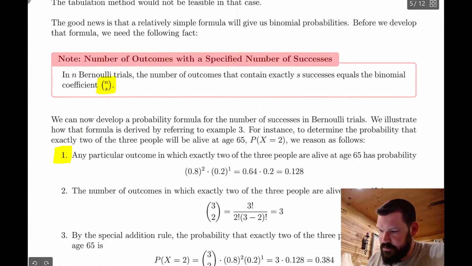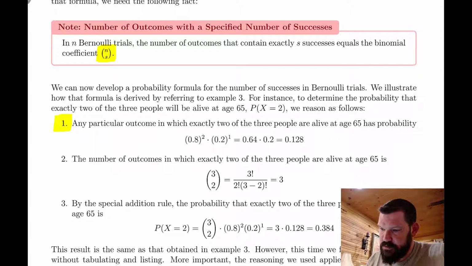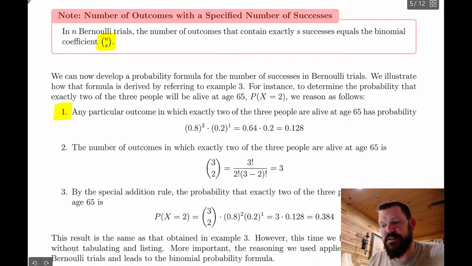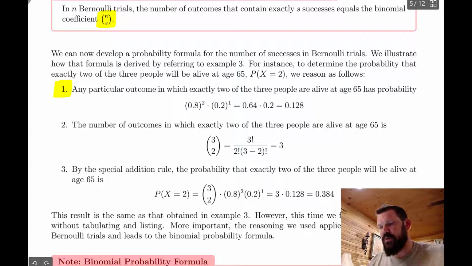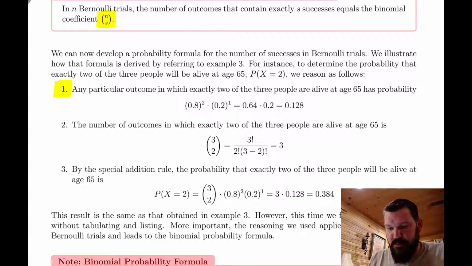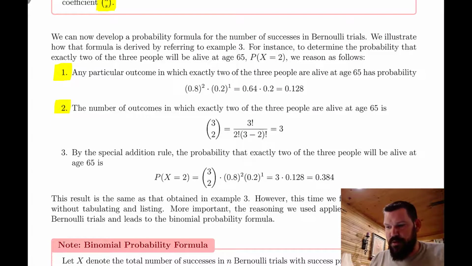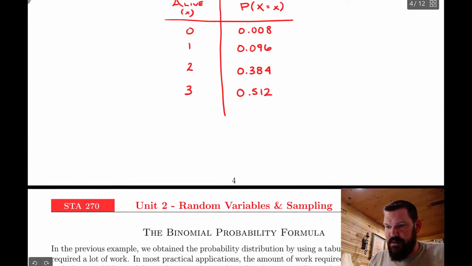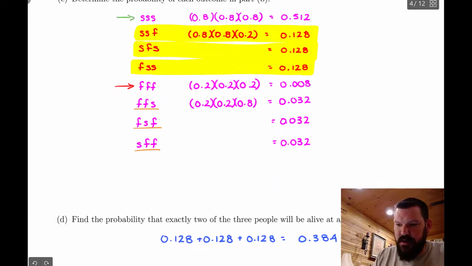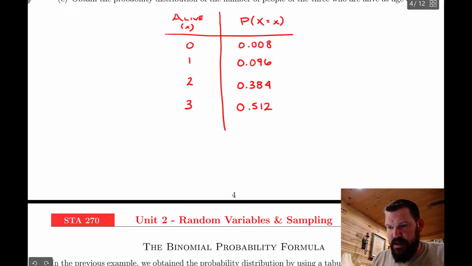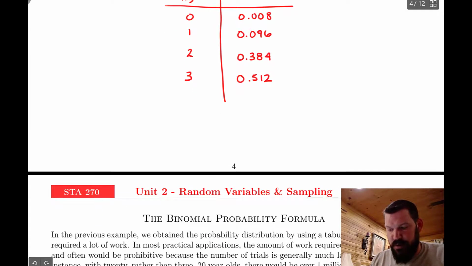Oh, sorry, that's just the probability, not exactly what I was trying to get at. The number of outcomes in which exactly 2 of the 3 people are alive, that's the one I was trying to get at. You have 3 outcomes, which we noticed earlier. So it's 3 times the probability that 2 people are alive. So here is the probability that 2 people are alive, 0.128. Notice we did have that 3 times. And in our probability table, we did 3 times 0.128, and we ended up with the 0.384.